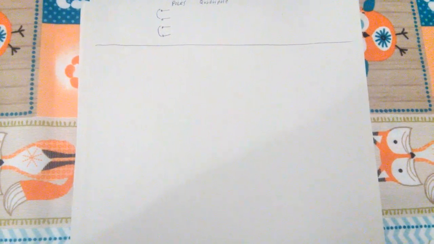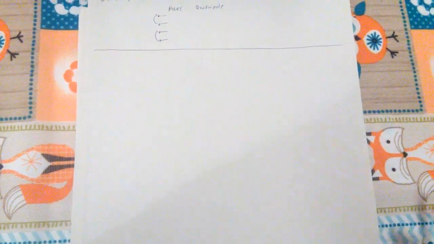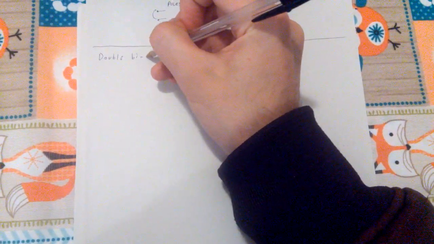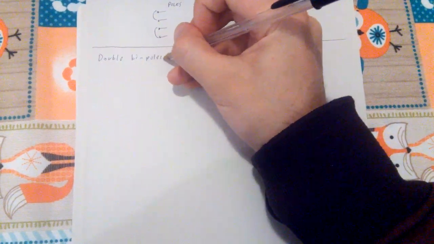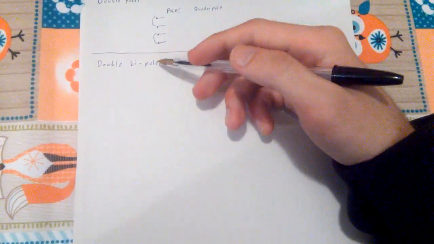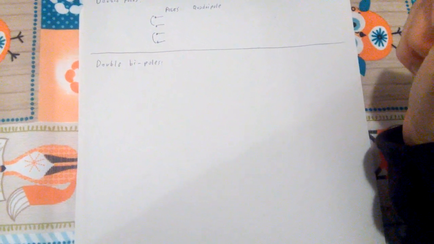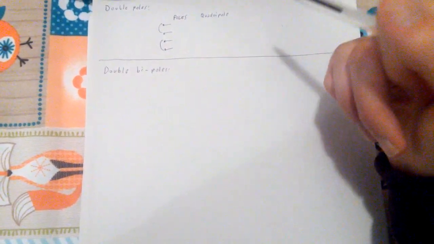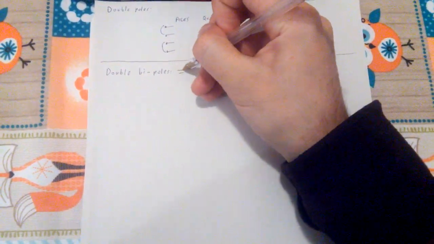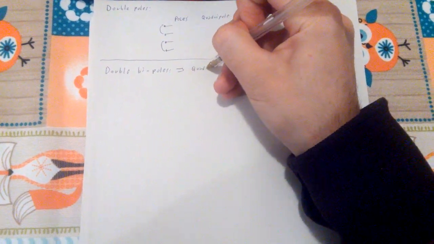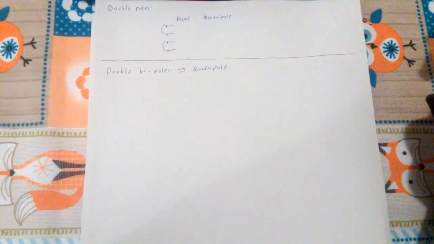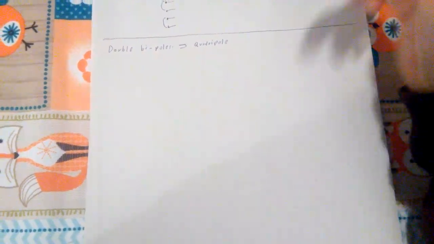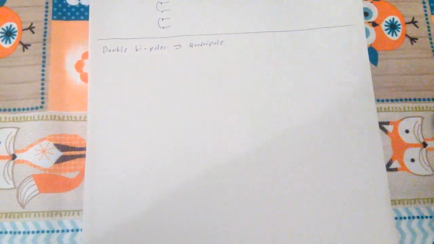Okay, today we're gonna talk about double bipoles. So, what's a double bipole? A double bipole is a component with four inputs, which are also called poles, which is essentially a quadrupole, because quadri means four. So a double bipole is essentially a quadrupole.